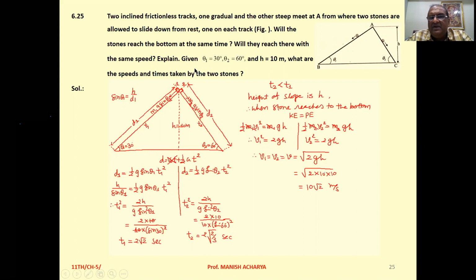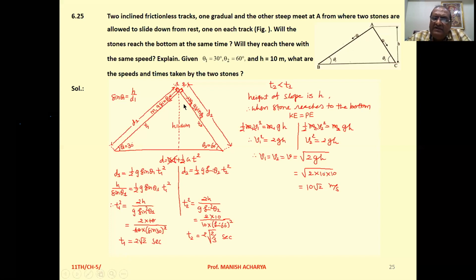Explain. Given that theta 1 equal to 30 degree and theta 2 that is 60 degree and height h that is 10 meter. What are the speeds and times taken by the two stones? See here, from A, these two stones are released. So we already discussed the object on the inclined plane.